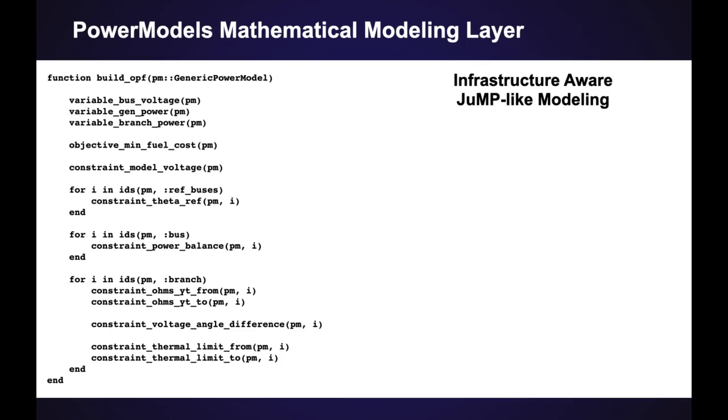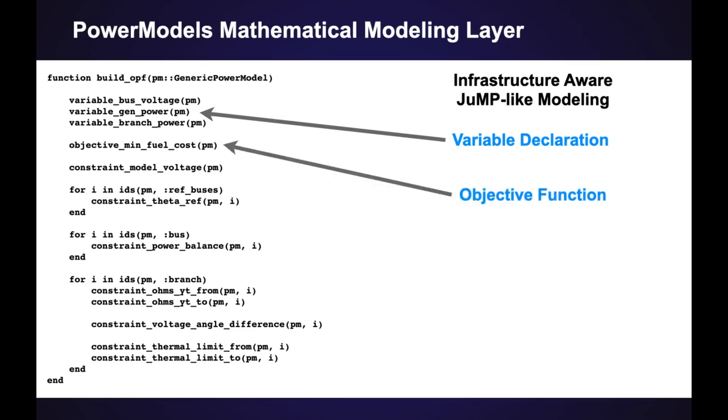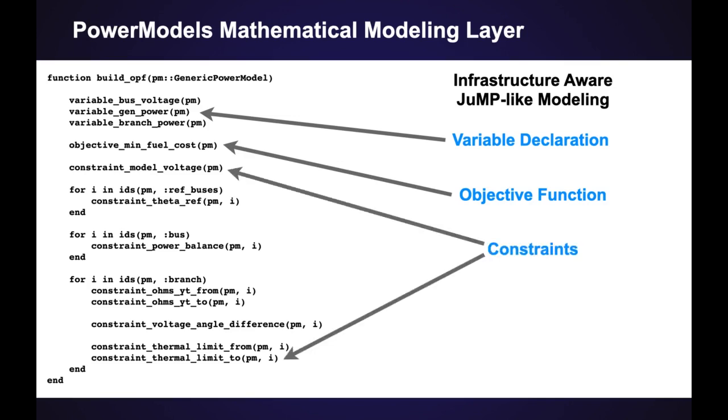So build OPF is like a model building function that's going to build you a JuMP model, but all of these functions are specialized to understand the infrastructure you're working with. So you have variable declaration, which is defined over things like buses and generators and branches, which only makes sense in the context of a power network. We have our objective function, which in this case is fuel cost, though you could have other ones. And then we have our constraints.